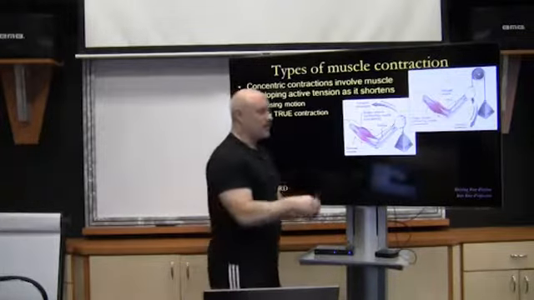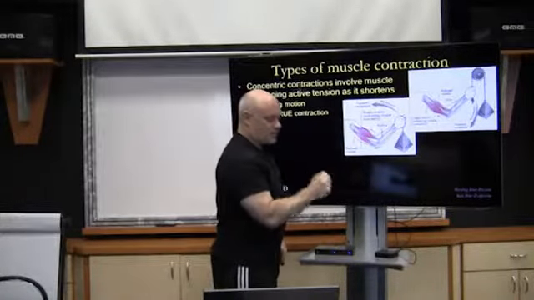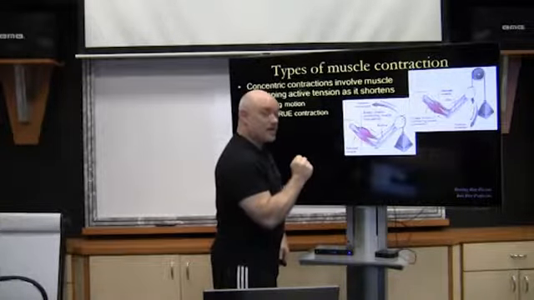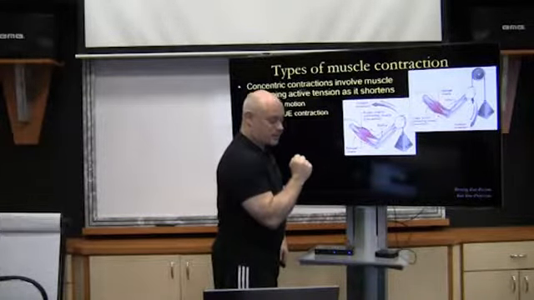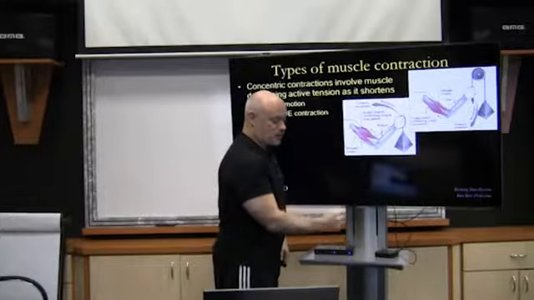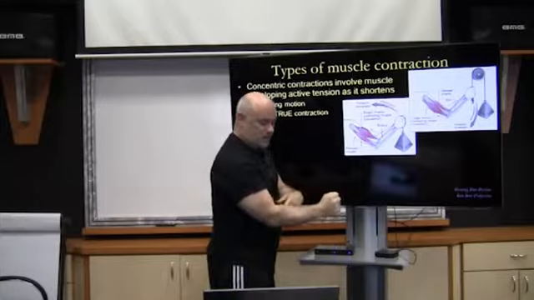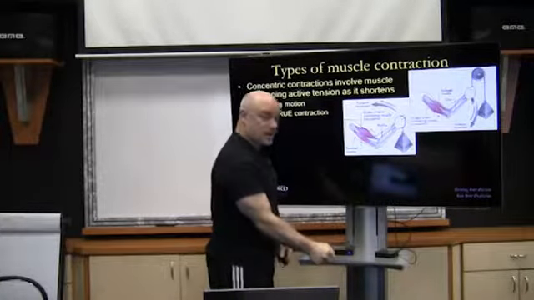Same with the tricep. The weight's going down. The weight when it goes down wants to pull our hand this way. Our tricep will contract or shorten, and when it shortens, it pushes. We're actually doing a pushing action, but the muscle is shortening and pulling on the bone to cause that motion.